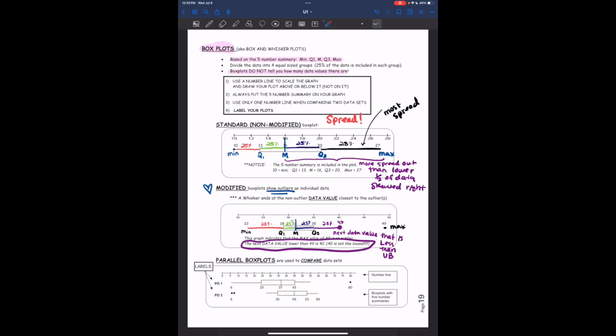So we're actually going to make a box plot together in the next video, but for right now, that is all that I got.